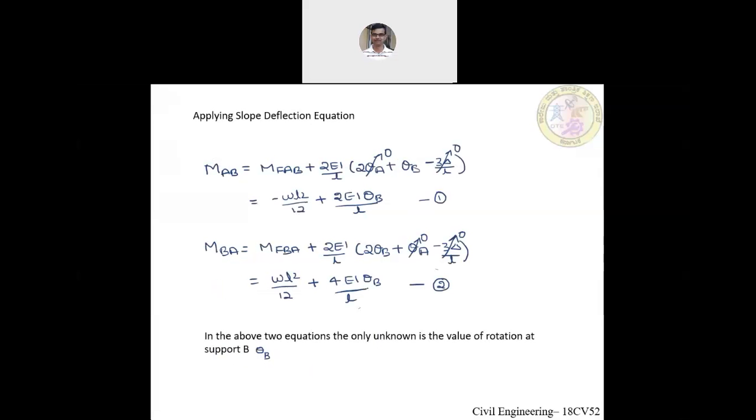Now we'll apply a slope deflection equation. Basically, slope deflection equation in AB is equal to moment at A for span AB is equal to MFAB, that is fixed end moments at A for span AB, plus 2EI by L into 2 into theta A plus theta B minus 3 delta by L, where theta A is the rotation at A and theta B is the rotation at B, and delta is sinking of support or settlement of support.